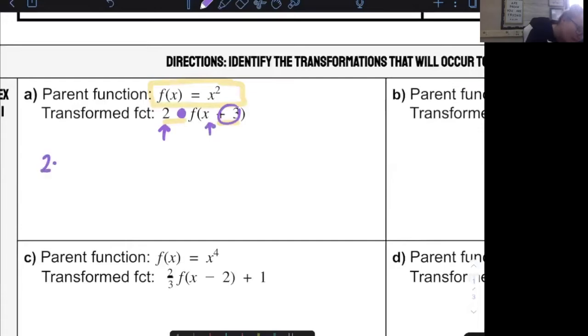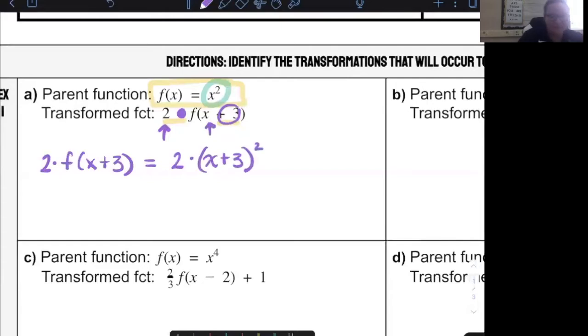So 2 times f of x plus 3 is equal to, so our f of x was equal to x squared. If I'm going to take 2 times f of x, that's going to look like 2 times x squared. So 2 times my function, x squared. But I also need to add 3 directly to the x. So I'm going to have x plus 3 squared. So our new function is written as 2 times x plus 3 squared.